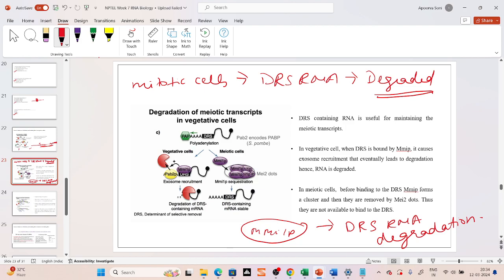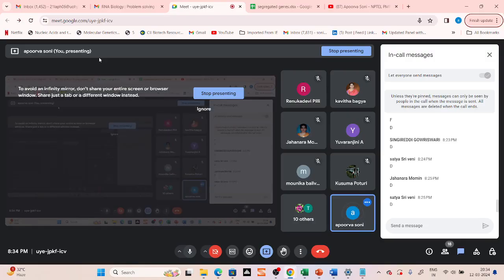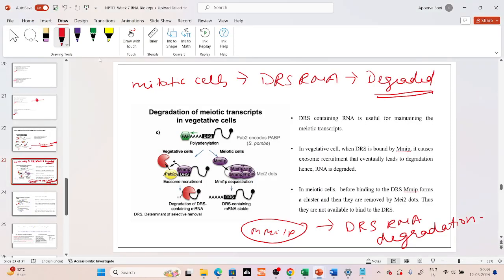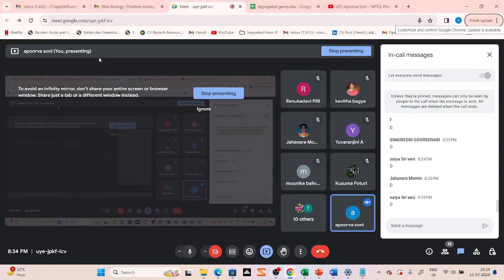Is it clear? Is this mechanism clear to you or not? Tell me. This mechanism of degradation of meiotic transcripts in vegetative cells. Is this clear, or if there is any confusion, please ask me.